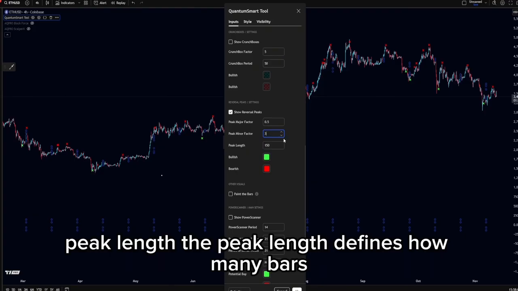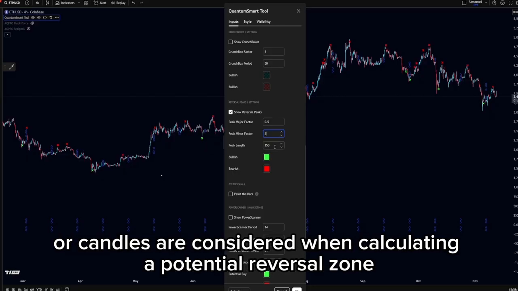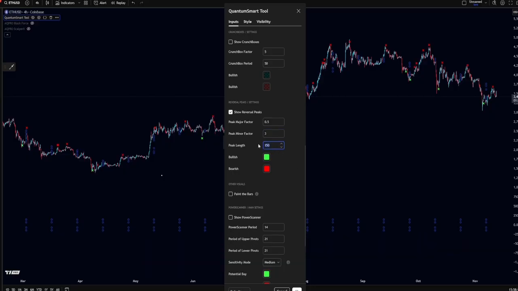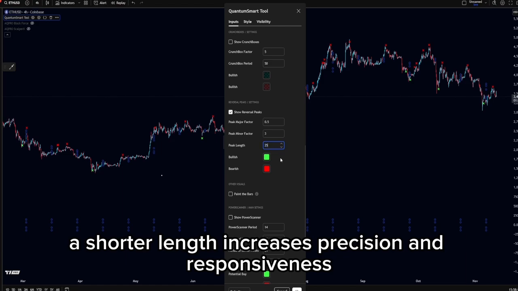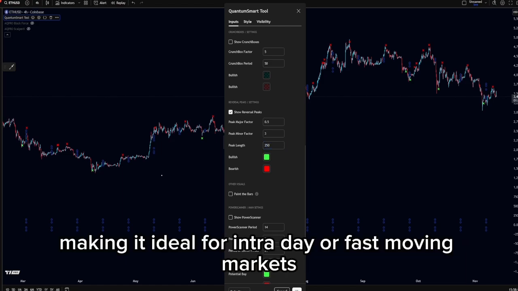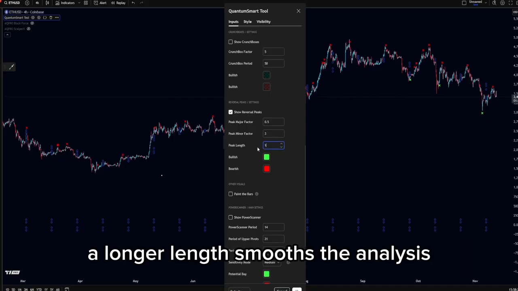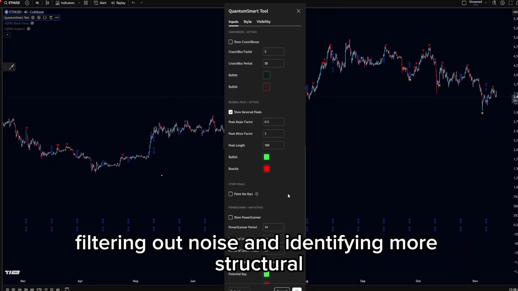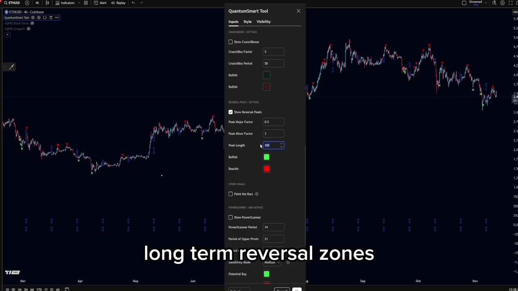Peak length. The peak length defines how many bars or candles are considered when calculating a potential reversal zone. A shorter length increases precision and responsiveness, making it ideal for intraday or fast-moving markets. A longer length smooths the analysis, filtering out noise and identifying more structural, long-term reversal zones.